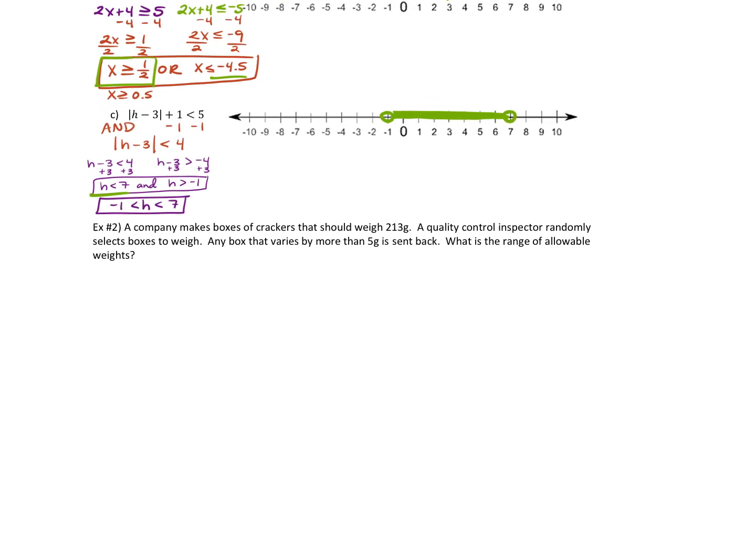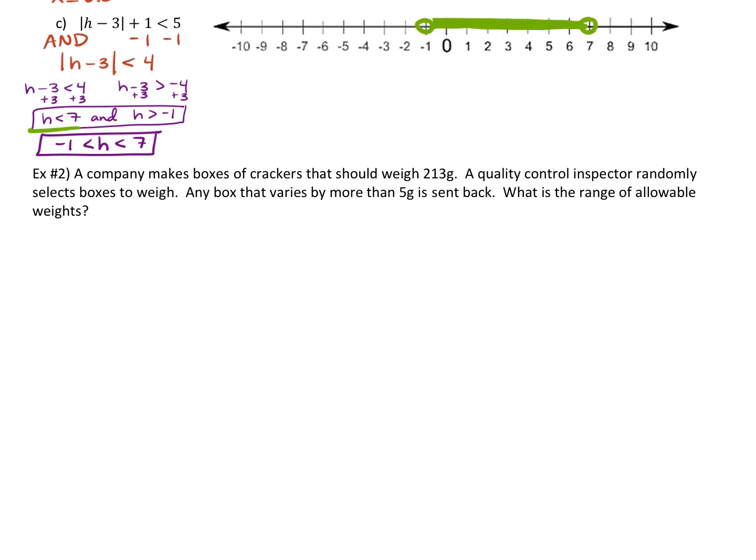Okay, last one. It says a company makes boxes of crackers that should weigh 213 grams. A quality control inspector randomly selects boxes to weigh. Any box that varies by more than 5 grams is sent back. That means 5 grams more or 5 grams less, right, would be sent back. What is the range of allowable weights?